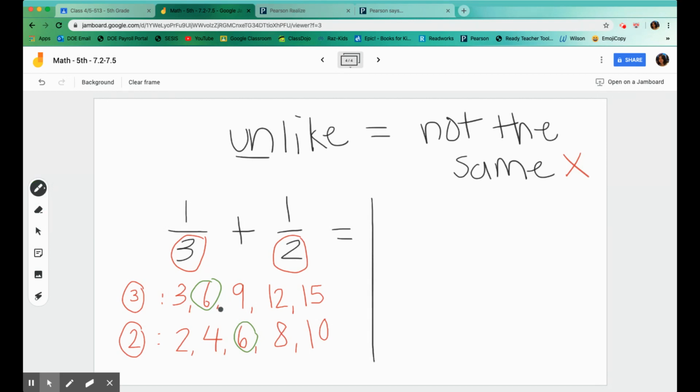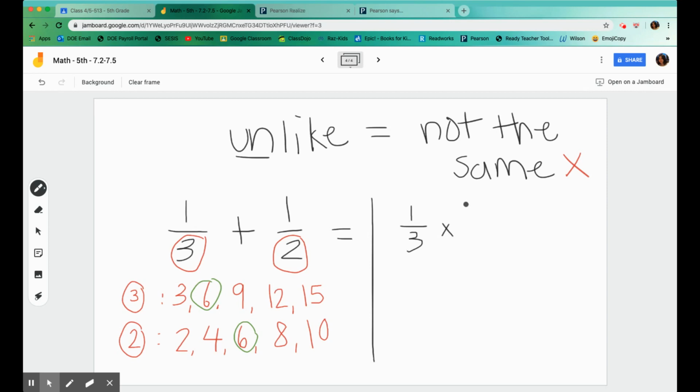After you find the common multiple, the one that's the same in both lists, now you have to rewrite these fractions so they have the same denominator. So let's start with 1/3. Since 1/3 has a 3 as a denominator, we're going to go to the 3 list. Go like this. 1, 2. It took me 2 jumps to get to the 6.